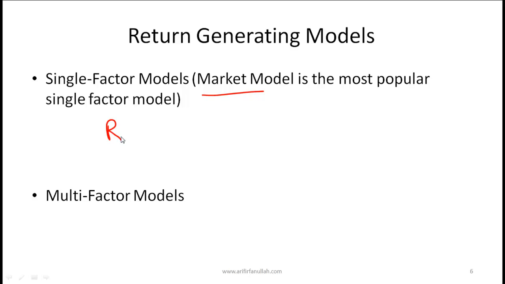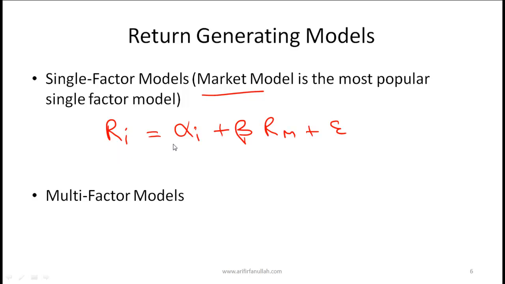The market model says that the required return on a given asset, let's say i, is equal to some alpha, which I'll talk about, plus beta times the return on the market, plus an error term. So this is an example of a market model where we are trying to figure out what the return on a given stock is going to be.